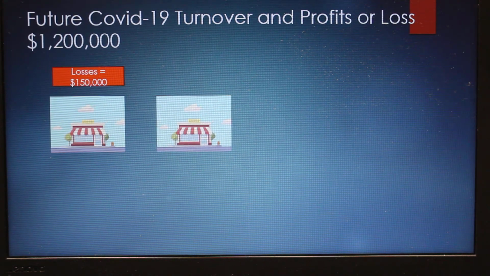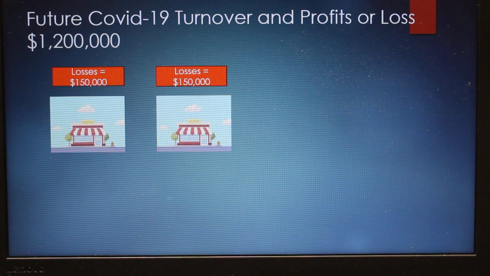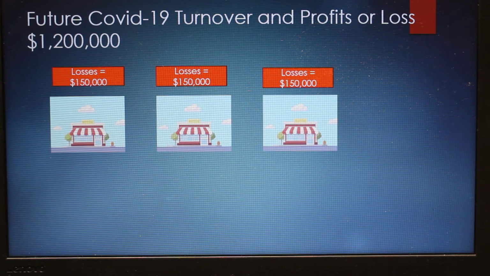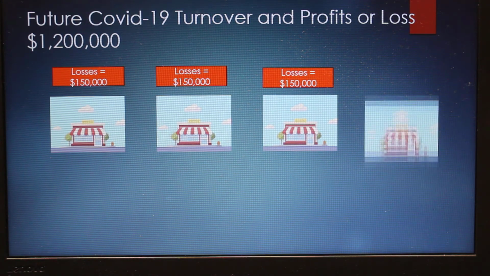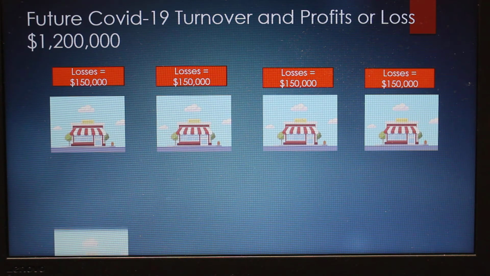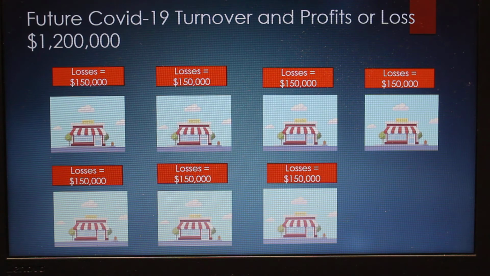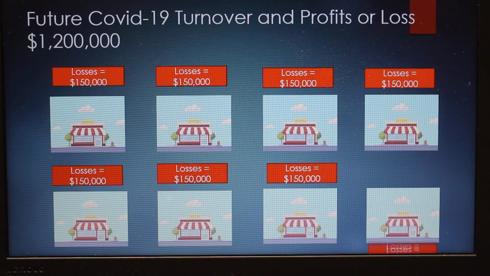Now, if we were to look at several businesses having a loss of 150,000, so business 1 reports 150,000 in loss. Business 2 reports 150,000 in loss. 3, 150,000 in loss. 4, 150,000 in loss. 5, 150,000 in loss. 6, 150,000 in loss. And 7, 150,000, and 8, 150,000 in loss. We would have loss altogether in this scenario of 1,200,000.